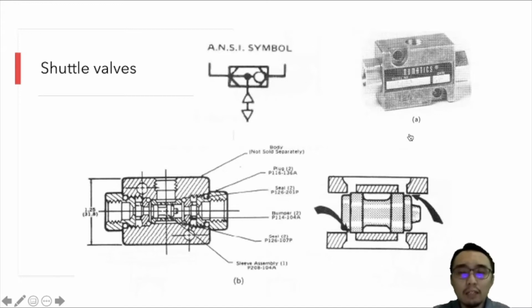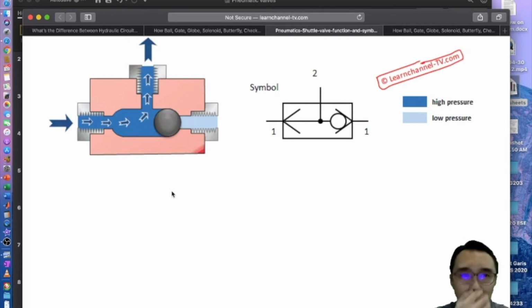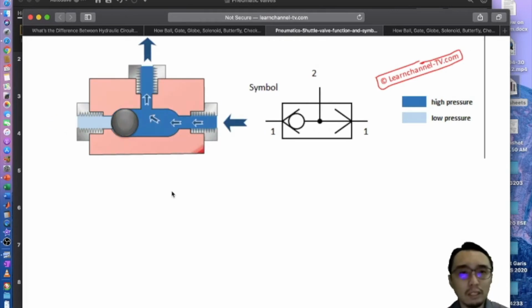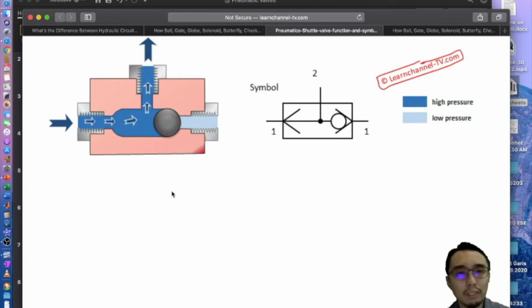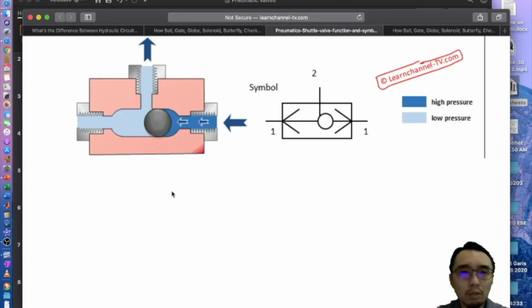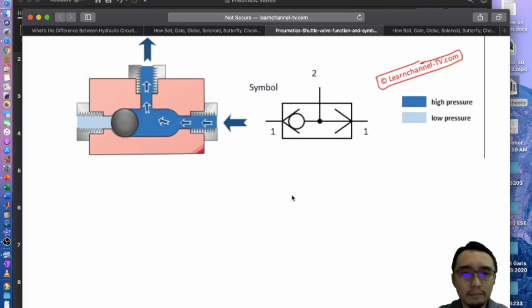This is actually an OR logic. So it will allow the higher pressure of the input to pass through. So either one that has a higher pressure will be allowed to pass through, and this is the ANSI symbol. If you look at this animation, it simply is an OR logic gate where the higher pressure input will be allowed to pass through while the ball will block the other input.